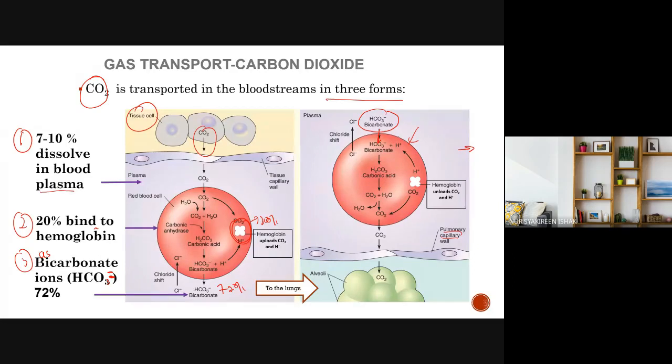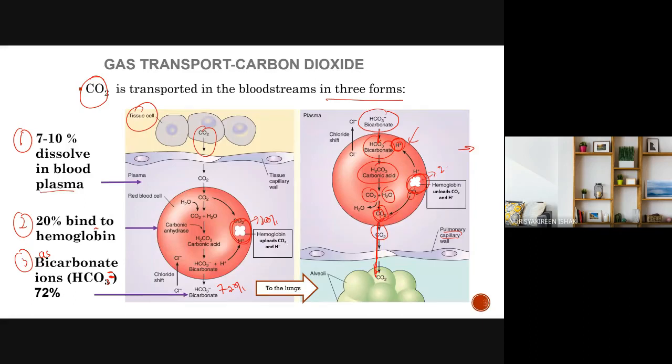So dia akan gabung balik dengan hydrogen ion. So dia akan jadi carbonic acid. Carbonic acid dia akan dissociate jadi water and carbon dioxide. So carbon dioxide akan terhasil and then it diffuse into the alveolus. Okay, kalau yang ni carbaminohemoglobin ni, so dia akan release carbon dioxide, and then diffuse out of the red blood cells into the alveolus.